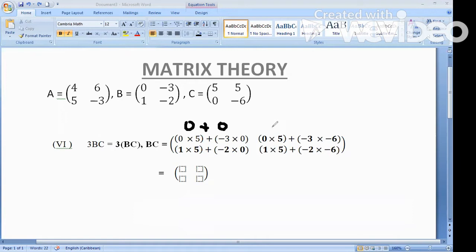And then this will also be 0, right? All right. I'm going to multiply two negatives. You get a positive. 3 times 6 is 18.